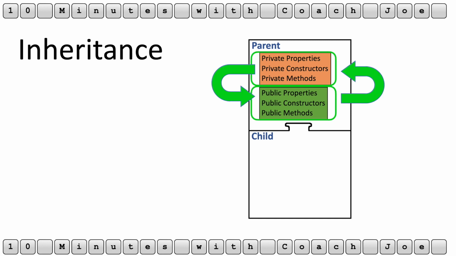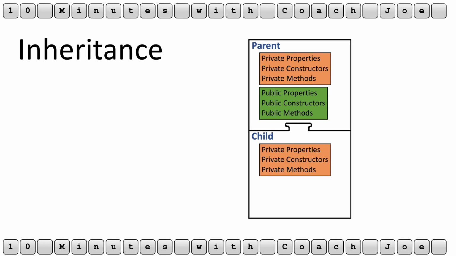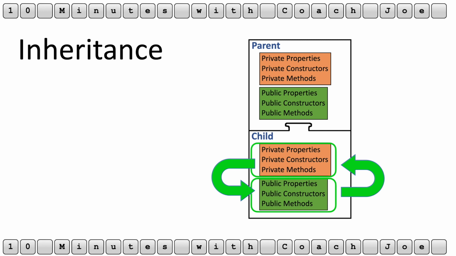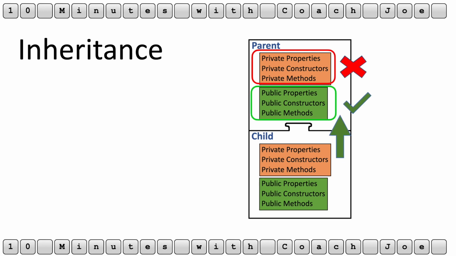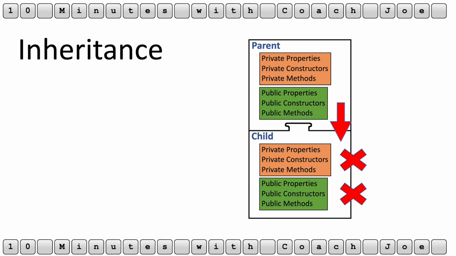The parent class can access all of its public and private properties and methods. The child class could have private constructors, properties, and methods, and the child class could have public constructors, properties, and methods. The child class can access all of its public and private properties and methods. The child class can access all the public constructors, properties, and methods of the parent class. The parent class cannot access any constructor, property, or method of the child class.